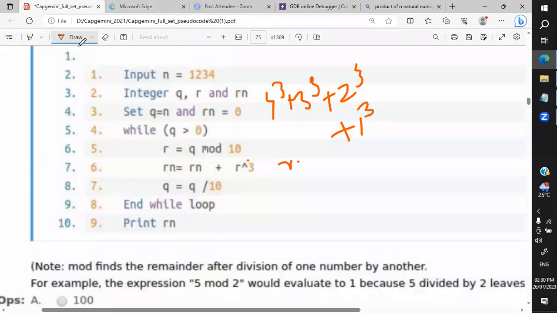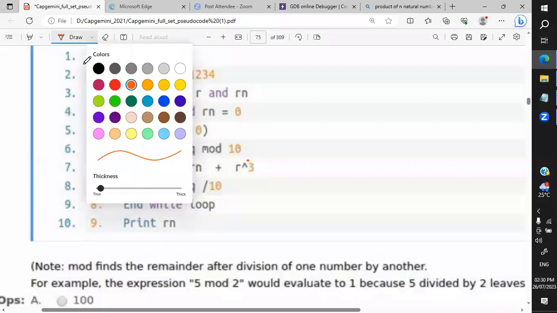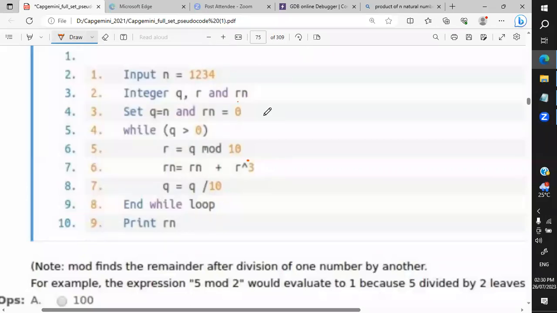Right. If anyone didn't understand, I'll just tell for them. Just listen carefully. 100. Yes, 100 is the answer. It is actually 4 cube plus 3 cube plus 2 cube plus 1 cube. Okay, see here, everyone. 1, 2, 3, 4 is the n value. Now we are copying that into q. Now we are at q greater than 0. That means 1, 2, 3, 4 greater than 0. True. R equals q mod 10. That means 1, 2, 3, 4 mod 10. We get 4.